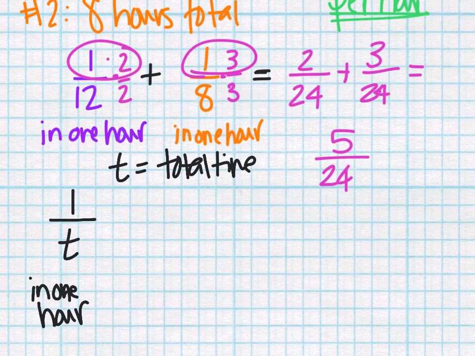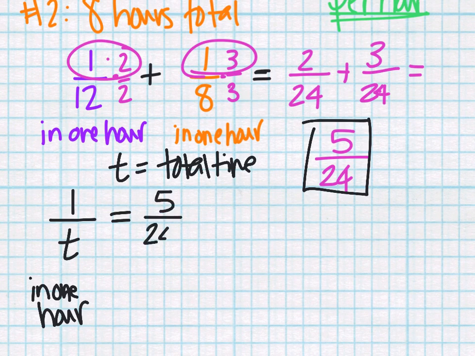So t is the total time, and then 1/t is how much they get done in 1 hour. So I know that's going to be equal to what I already calculated for how much of the job they can finish in an hour, right? So that's 5/24. 1/t is the amount they get done in an hour, and 5/24 is the actual one that we know.